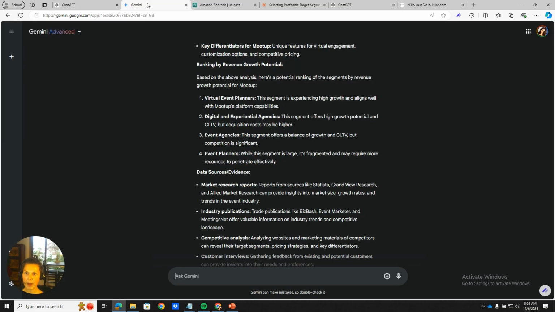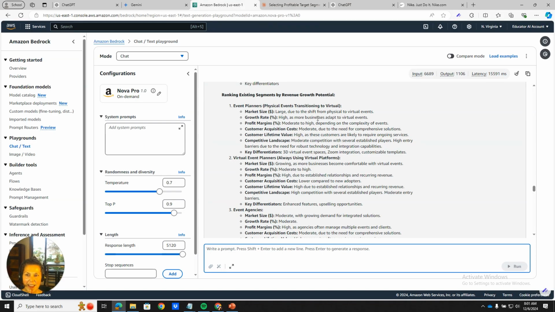Let's hop on over to Gemini Advanced here. In terms of what they provided, they gave me virtual event planners as number 1. And then, you guys, this is really exciting. I am also giving you a sneak peek at Amazon Nova. So this is brand new out of the gate. Nova Pro, which is Amazon's new large language model that they just dropped.